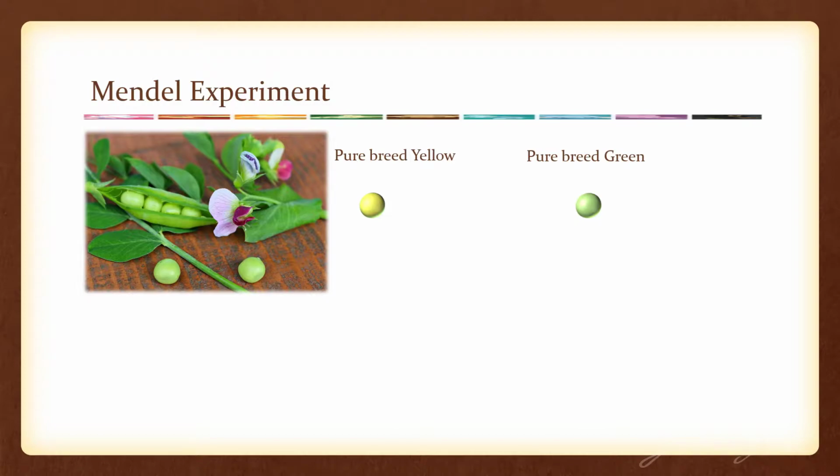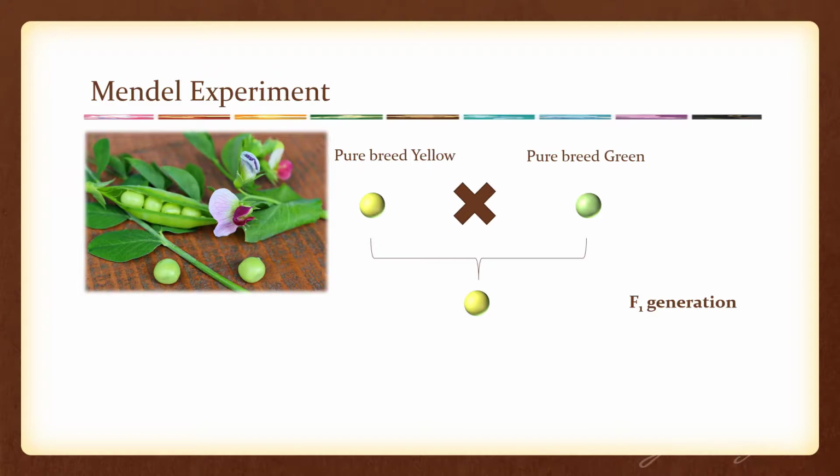As I was saying, he took the flower of this pure breed yellow pea and crossed it with the flower of this pure breed green pea. Make a guess what the result is. What he found is really very interesting. It turns out that none of the offspring actually produce green peas. The first generation of offspring, we call the F1 generation, and none of the F1 generation have green color seed or pea. It is as though the green color trait disappeared.